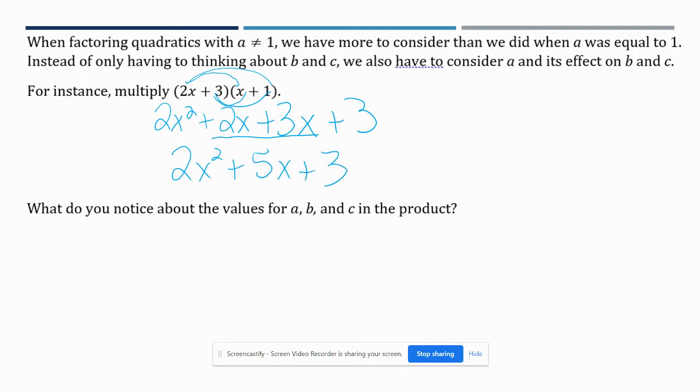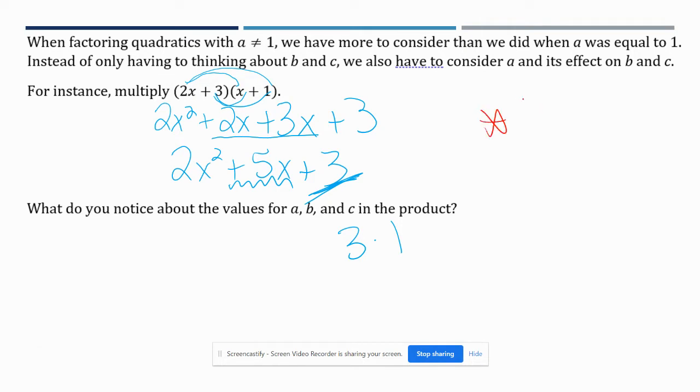Well, what's different? Some of you noticed when a was 1, we could just look at the c term, in this case 3, and find two numbers that multiplied to c and added to your b. Well, that's not ever going to be the case when our first term is not 1. That's why we need to go back to our method that we learned with factoring by grouping.